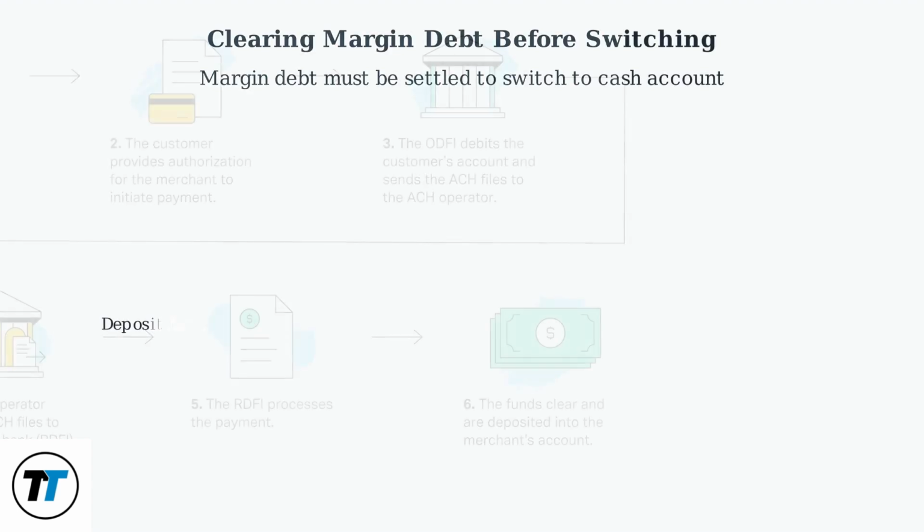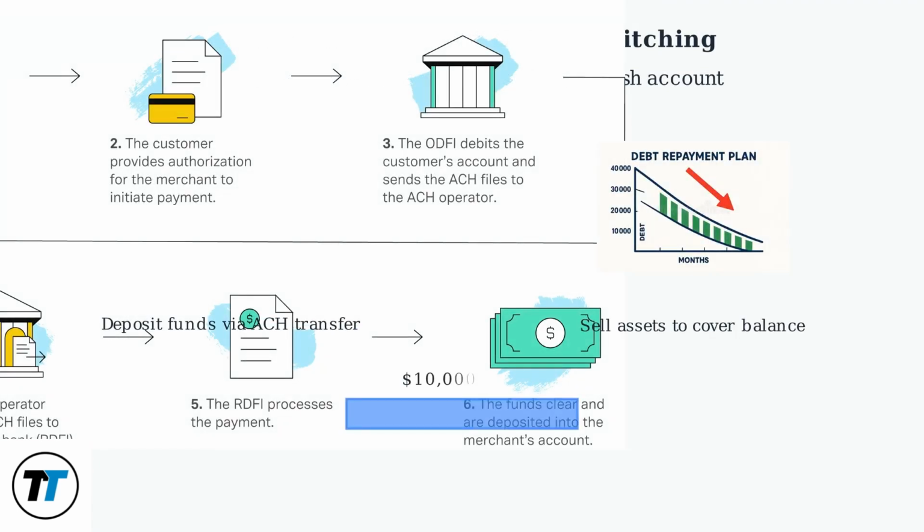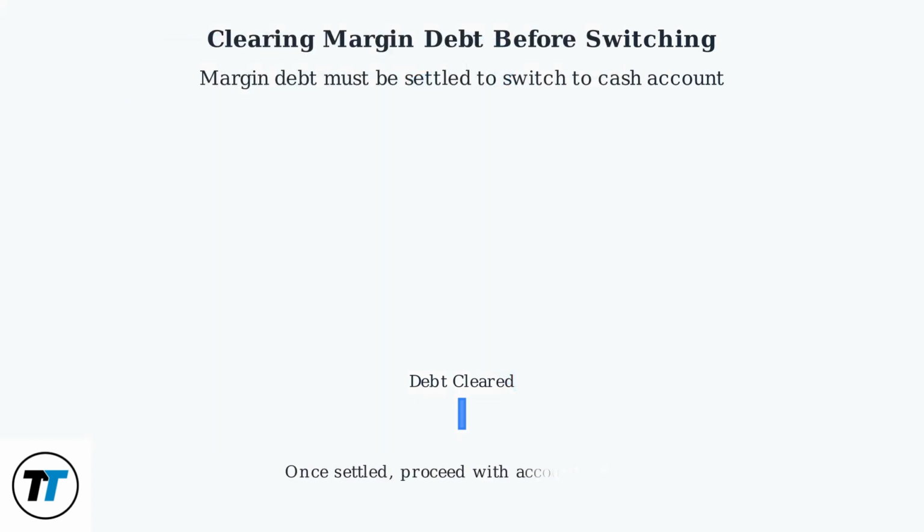Before switching to a cash account on Robinhood, any outstanding margin debt must be cleared. You have 2 main options: deposit funds through an ACH transfer or sell assets in your portfolio to cover the balance. For example, if you have $10,000 in margin debt, you need to either transfer that amount or sell enough assets to cover it. Once the debt is fully settled, typically within 1 to 2 business days, you can complete the switch to a cash account.